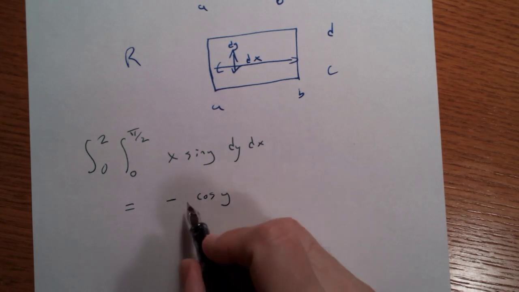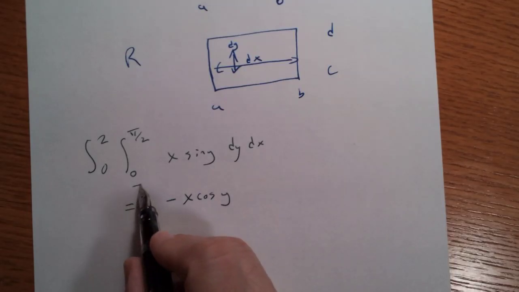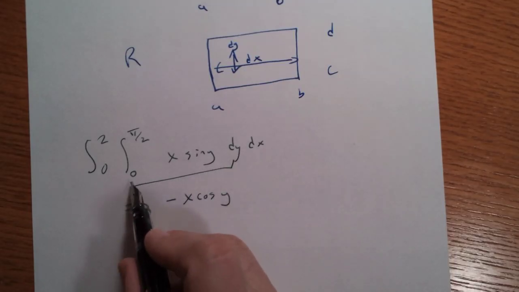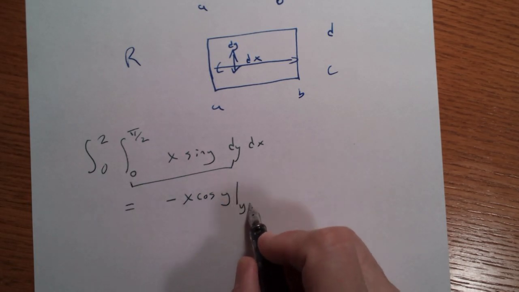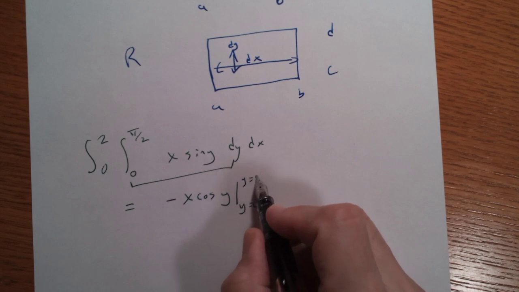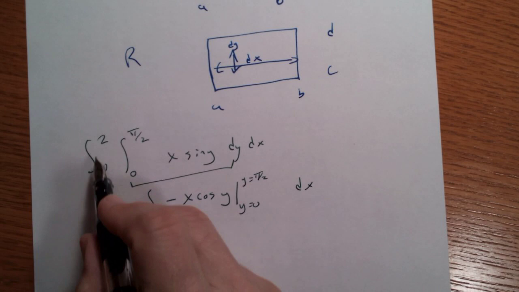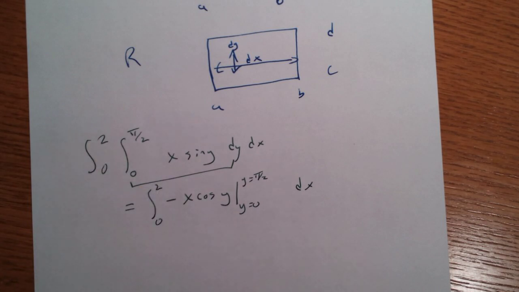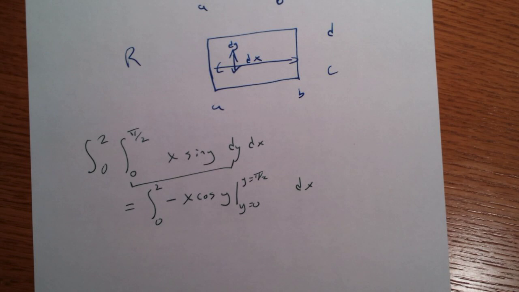The x is a number. The x stays there. Now I did the integral in y. Notice that these two are on the inside, so these are the numbers that go with y. Y equals 0 to pi over 2. But that also means my dx and the integral symbol in x are still there, right? Okay, cosine of pi over 2. Cosine of pi over 2 is 0.